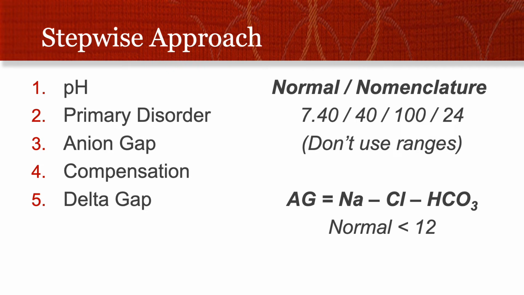Nomenclature is also important: pH, CO2, PO2, bicarb. I review that just so everybody's on the same page. Finally, the anion gap equation is in the bottom right: sodium minus chloride minus bicarb, with a normal value being under 12.